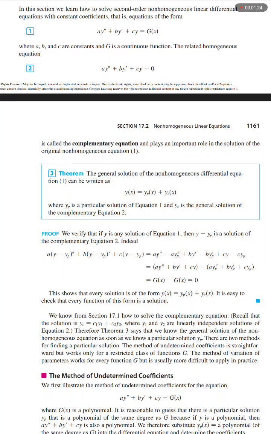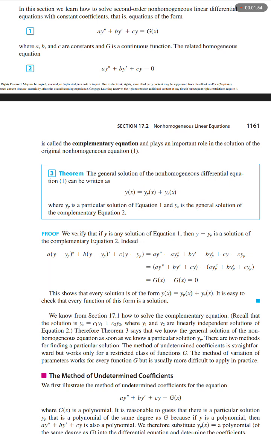Equation 3 is a theorem. The general solution of the non-homogeneous differential equation 1 can be written as y of x equals y sub p of x plus y sub c of x, where y sub p is a particular solution of equation 1 and y sub c is the general solution of the complementary equation 2.